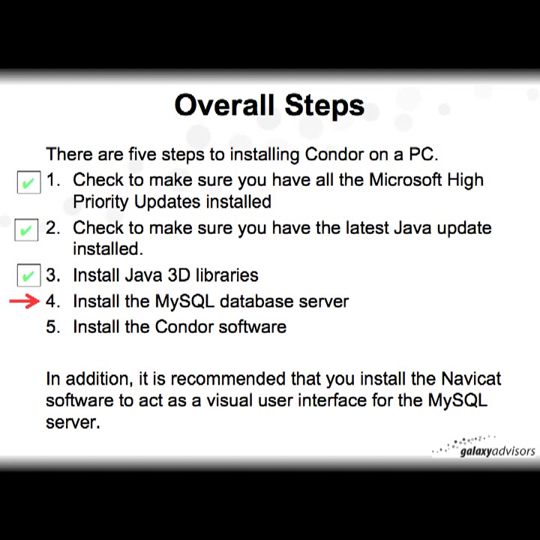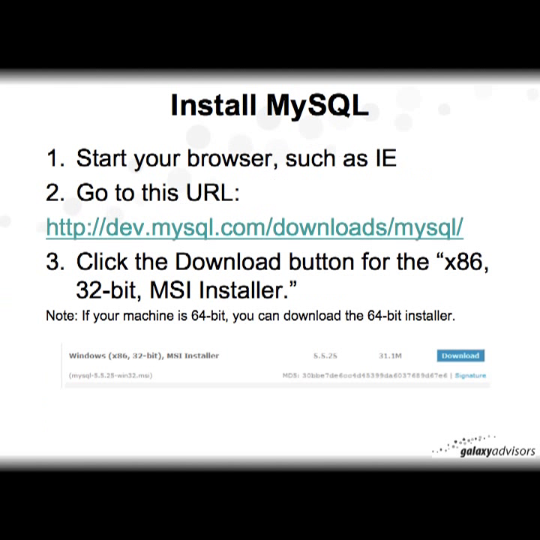You should have completed the first 3 steps: installing all the Microsoft high priority updates, installing the latest Java update, and installing the Java 3D libraries. Now we come to the overall step 4, installing the MySQL server, which is probably one of the longest and more complicated of the steps. Then we finally just have installing the Condor software itself, and then finally Navicat.